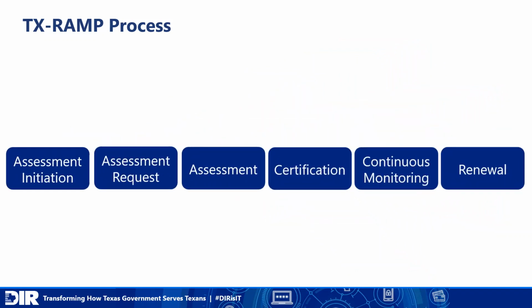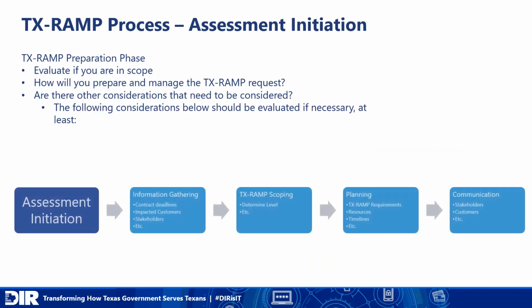So if we were to look at each of these steps within this process, the first we'll talk about is the assessment initiation part. In this part of the process, this phase will really help you with preparation. Things you'll want to consider is you'll want to evaluate if you are in scope, how you will prepare and manage the TX-RAMP request itself, and if there are other considerations that need to be made. Particularly information gathering, seeing if there are upcoming deadlines you have to adhere to, the impact to your current and potential customers, who are your stakeholders, things of that nature.